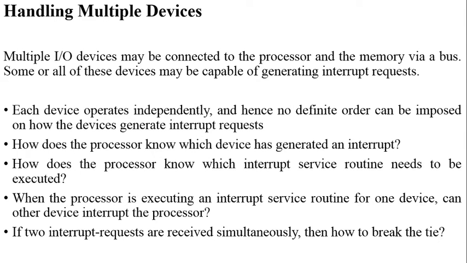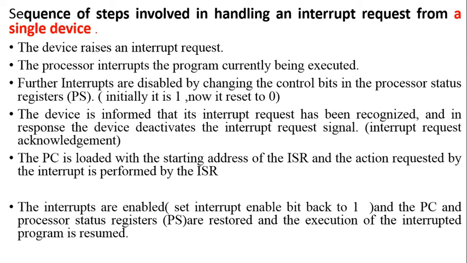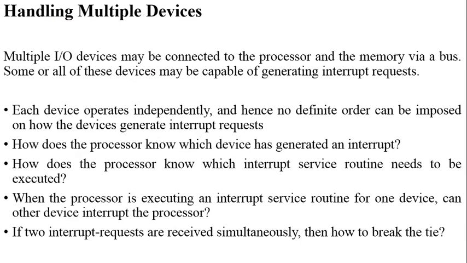And next is about how to handle interrupts from multiple devices. The previous case was handling a sequence of interrupt requests from a single device. Next is about handling interrupt requests from multiple devices connected with a common bus system. Multiple IO devices may be connected to the processor and the memory via the bus. Some or all of these devices may be capable of generating interrupt requests. Each device operates independently, and hence no definite order can be imposed on how the devices generate interrupt requests.